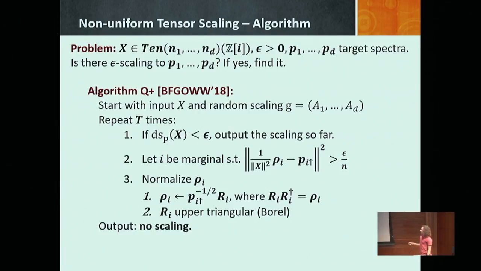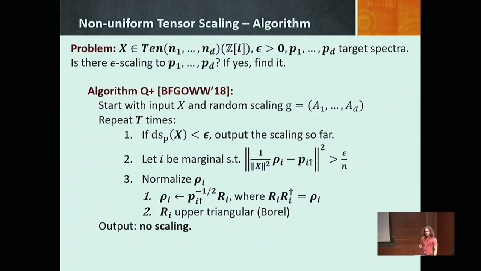And then normalize this marginal, like fix it, correct it. Now, when I correct, I have to correct it by an element of the Borel. So I need to choose this Ri. I cannot scale by any element. I need to scale by Ri being upper triangular, and I'll explain why in a little bit in the analysis.